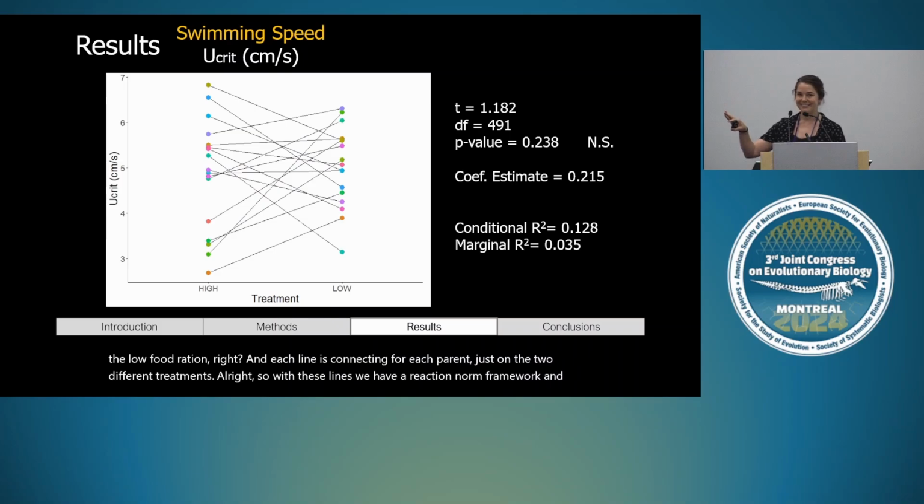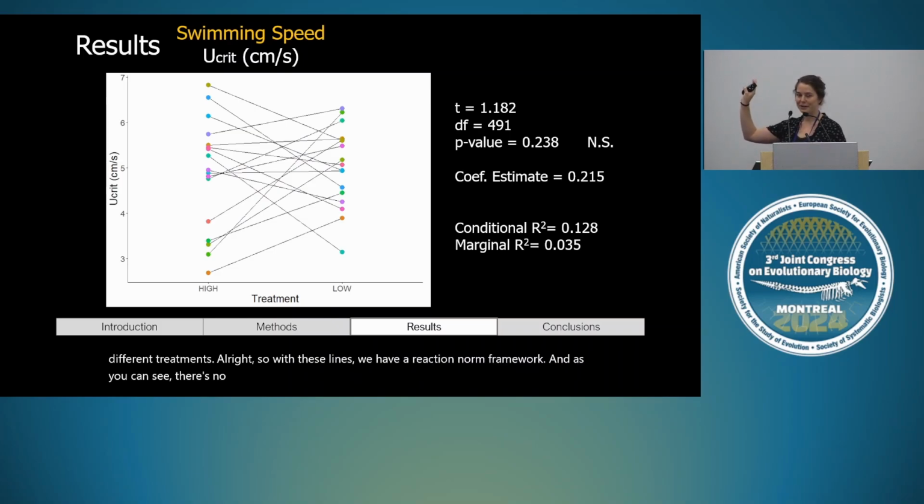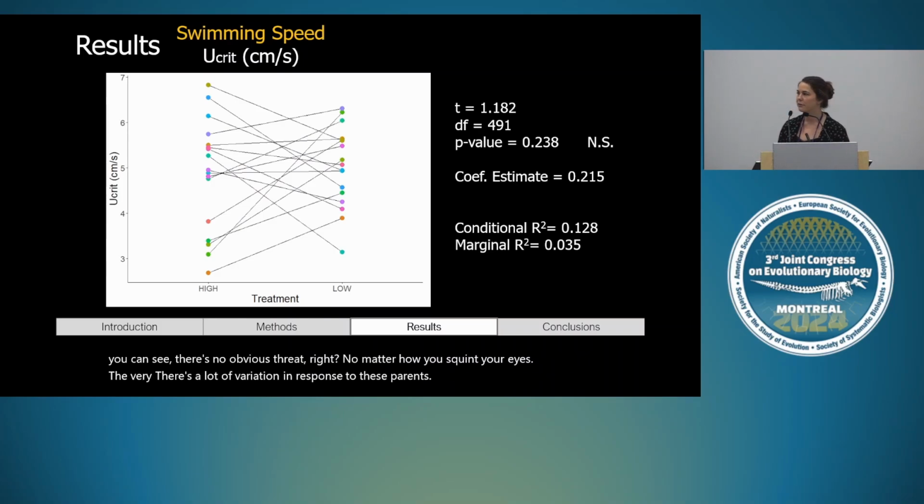And as you can see, there's no obvious trend, right? No matter how you squint your eyes. There's a lot of variation in response among these parents. And the results from our mixed model also say, yeah, there's no effect of treatment on larval swimming speed.